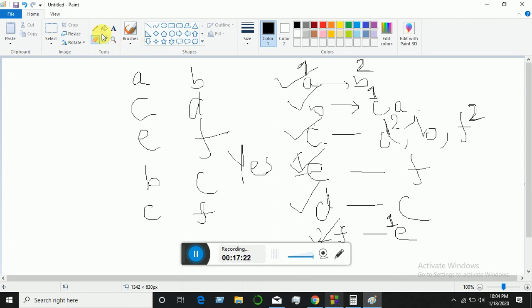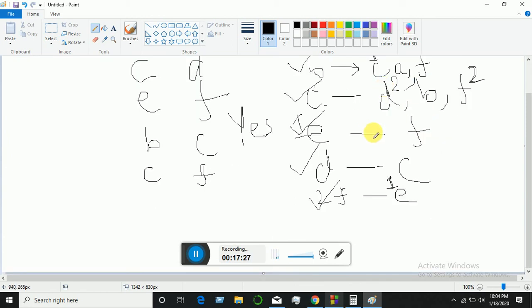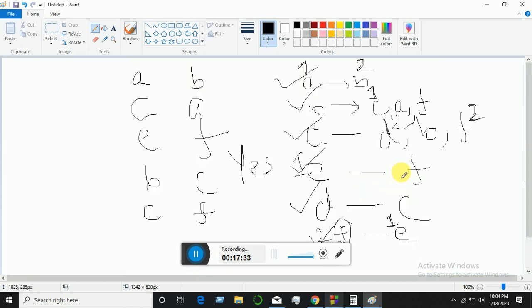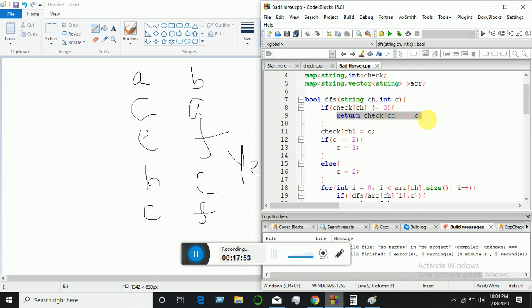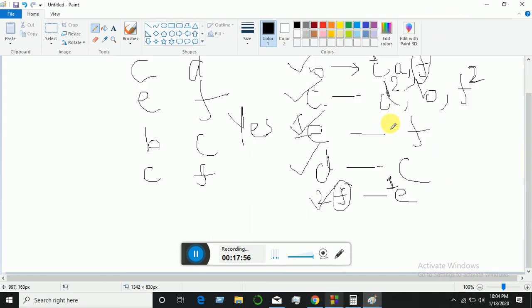So I discuss another case. Suppose for c we see that f is initialized with value 2. But again, when it comes to the f position for b, f was already initialized as 2, but now it is given the value 1, right? And 1 and 2 are not matchable, so it returns false. And this is the part of my code, right? So as it gives false, it prints no.